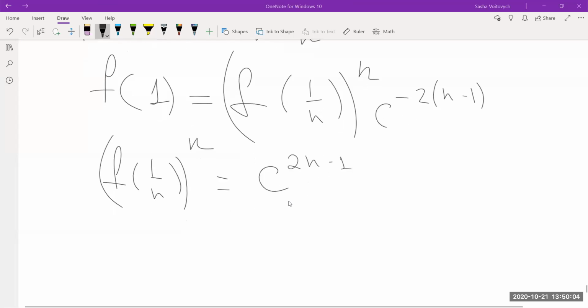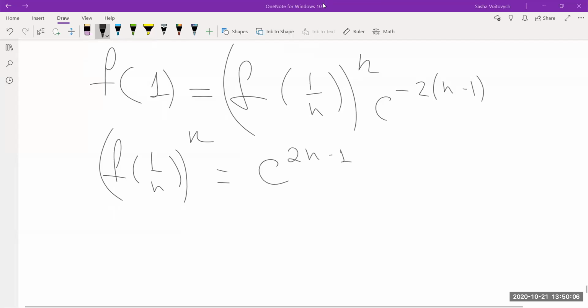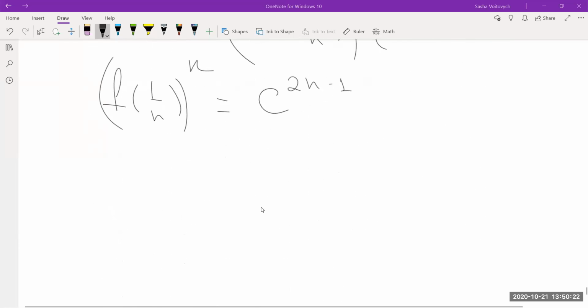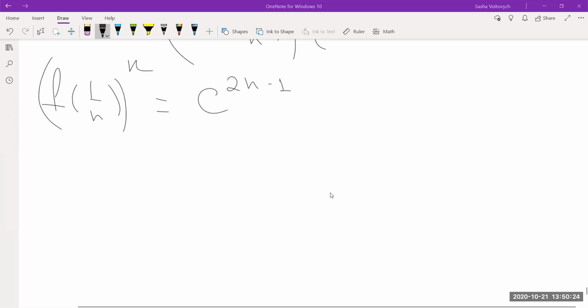Okay. So now we really want to take the nth root, but not so fast, because we're not sure if n is even, then f can be positive and f can be negative. So we have to figure out the sign of f at first.